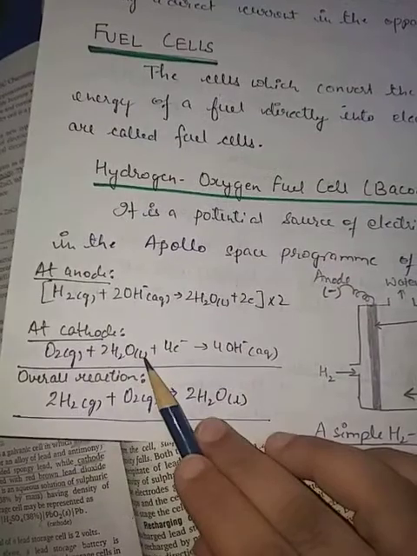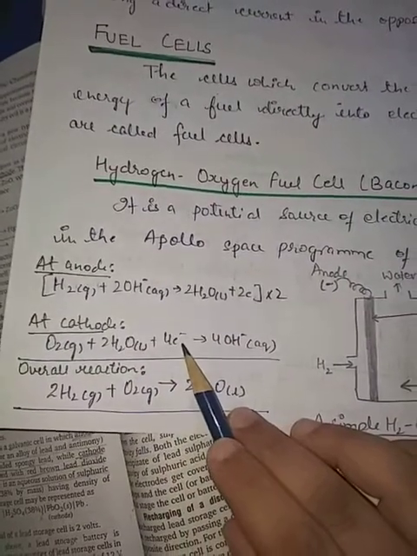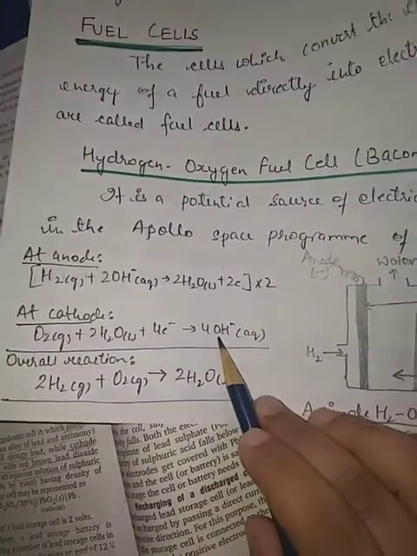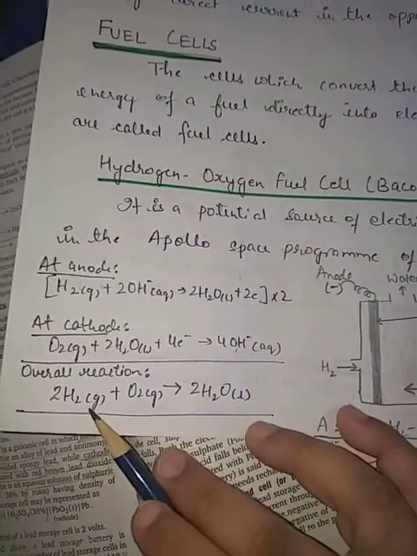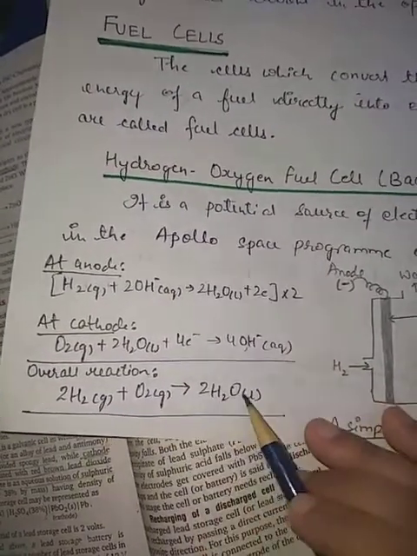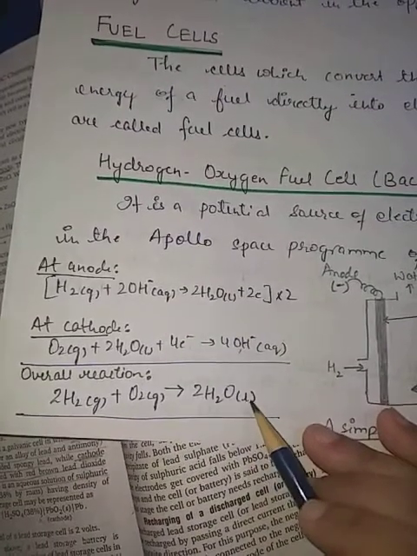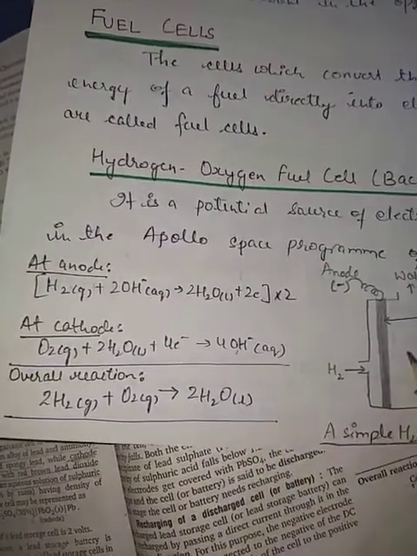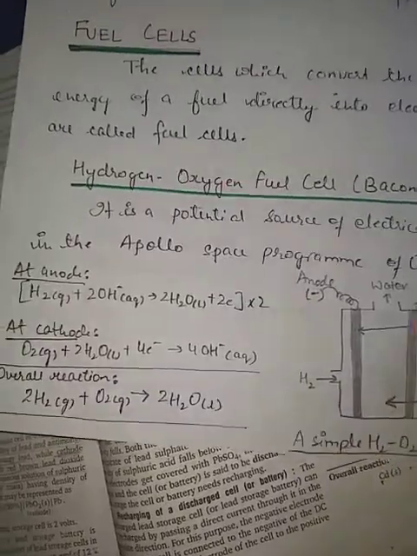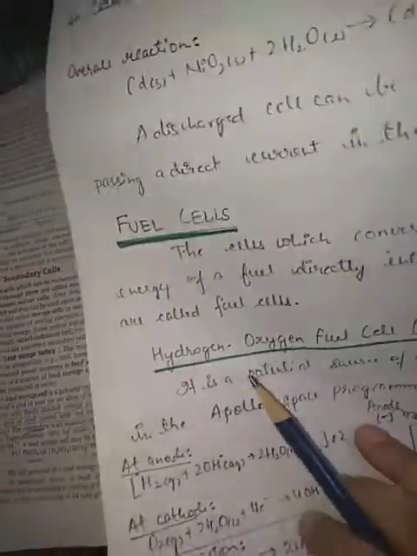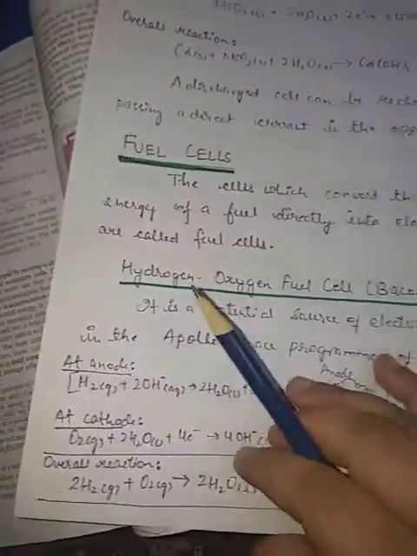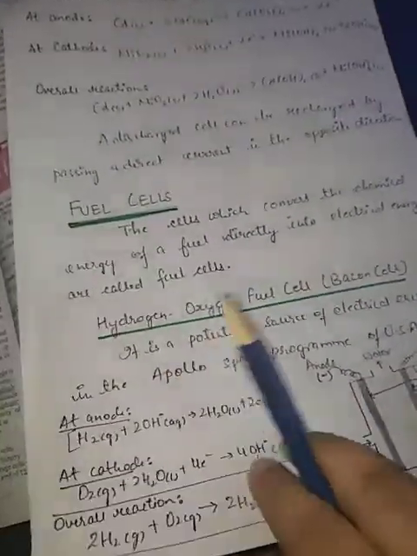Oxygen will also react with the water, and gaining 4 electrons, it will form hydroxide again. So the overall reaction will be hydrogen and oxygen combining to form water, which is obtained here as vapors, and those vapors will be condensed to form water, which was used for drinking purposes.